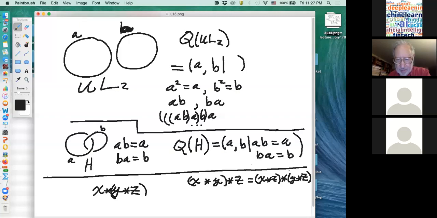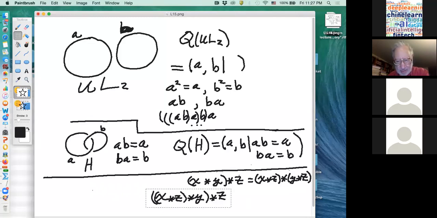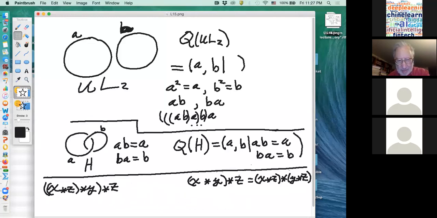So I want you to take a look at the following. X times z times y, and then times z. Excuse me, I was using up space here in a bad way, so let's create a little more space over here. I would like you to do a little exercise for me. Distribute this. And what do you get?